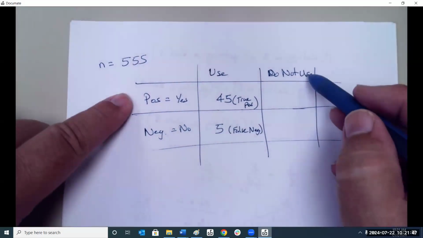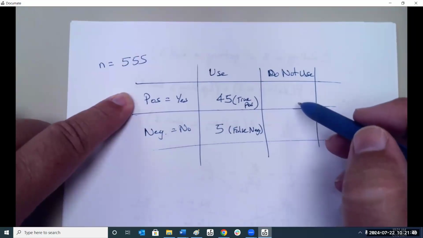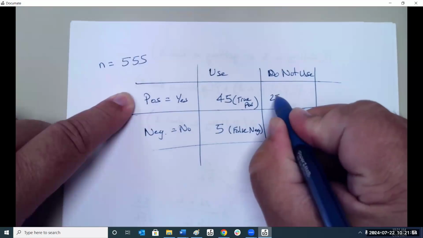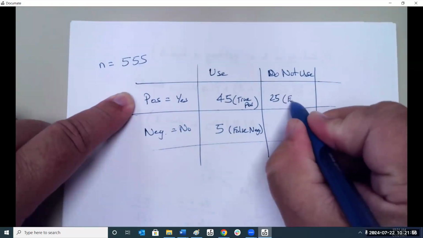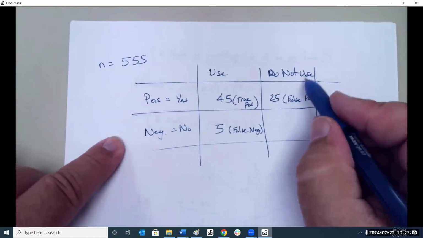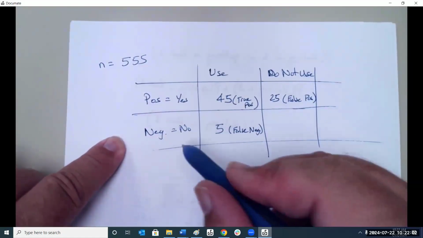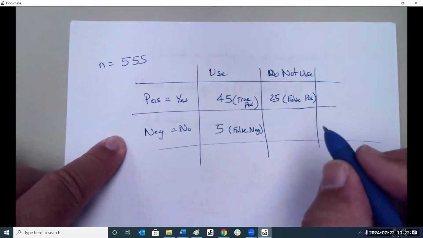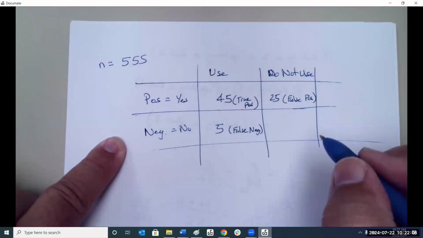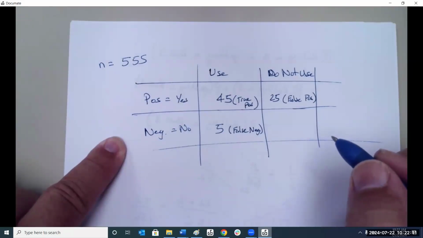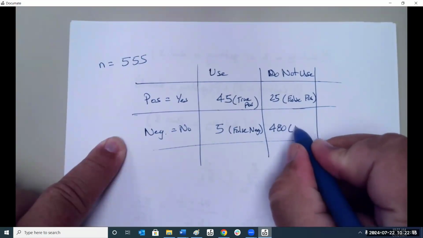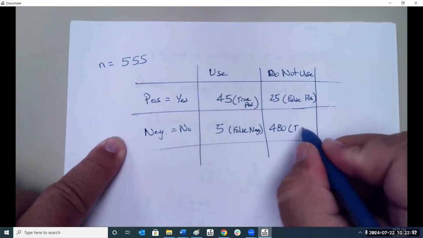Now, how many people said they didn't use drugs and came out to be positive? 25. That's your false positive. And how many of them didn't use drugs that came out to be negative? 480. How did you get 480? 505 minus 25. Very good.